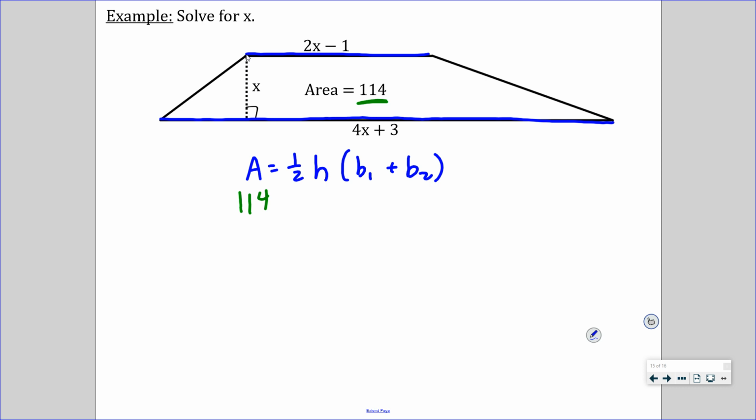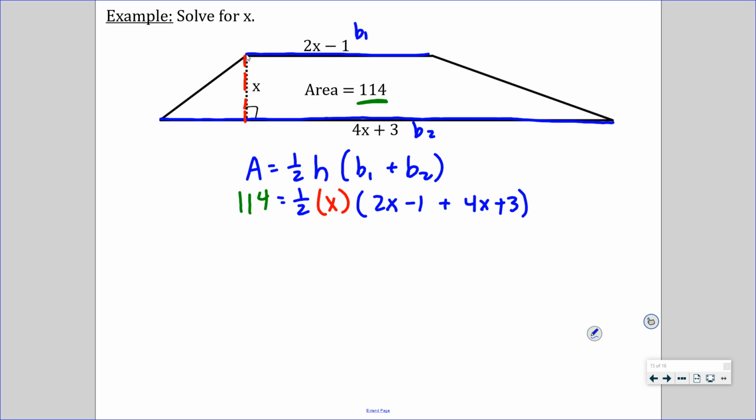I'm going to do 1/2 times the height. The height is x. Times the sum of my bases. So I'm going to call this one B1, this one B2. So that'd be 2x minus 1 plus 4x plus 3. Plus 3. Thank you.